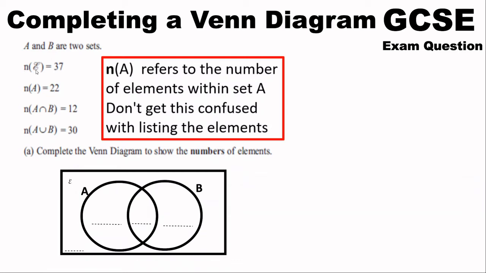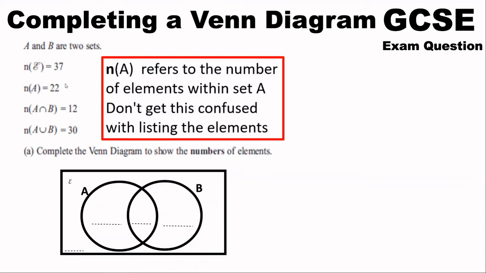And the n in front of the universe tells us that there are 37 members of the universe. Altogether, there are 37 elements that we should be considering in this question. So if there's 37 elements in the universe, there's 22 elements in A, and A intersect B contains 12 elements, and A union B contains 30 elements. We need to complete this Venn diagram to show the total number of elements in each part of the Venn diagram. Now be very careful.